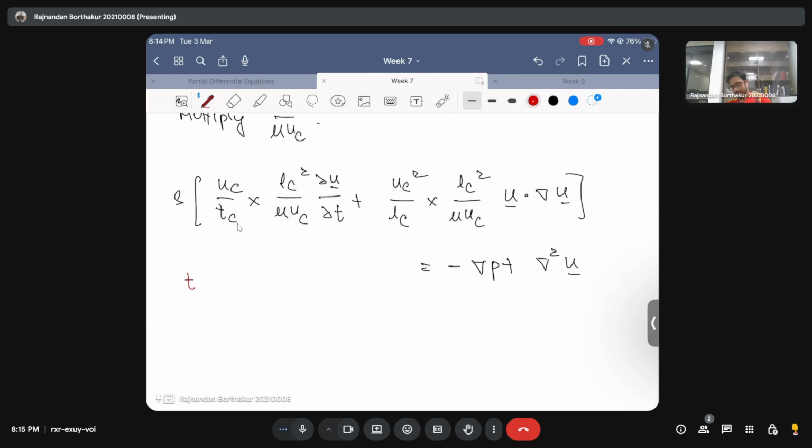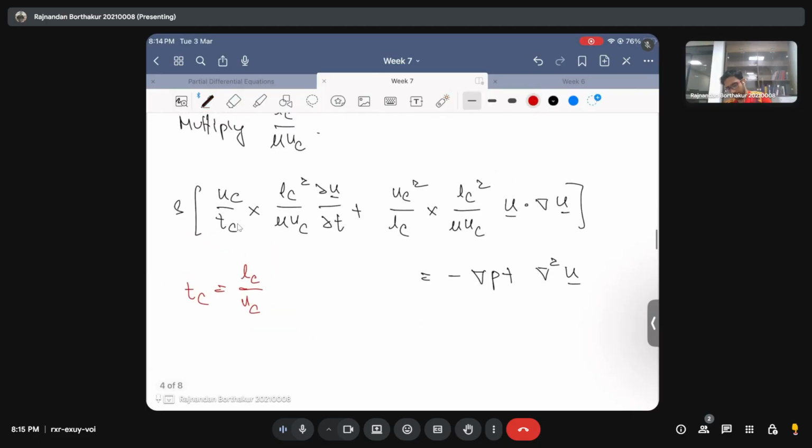Now, first of all, let's choose a time scale. I will say that my time scale is equal to the length scale divided by the velocity scale. This is the typical time scale that we take: my velocity times my time scale gives me my length scale. So I choose my time scale as my characteristic length scale LC divided by the velocity scale. In fact, this is also sometimes called the advection time scale.